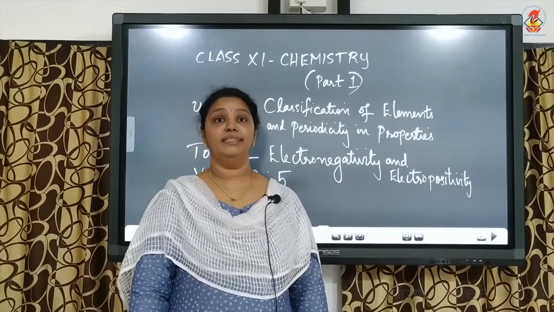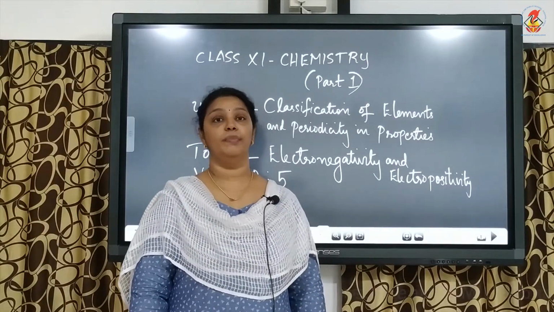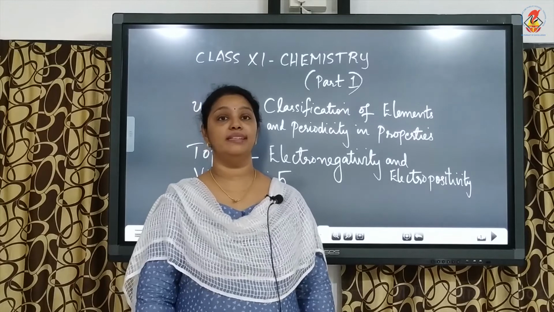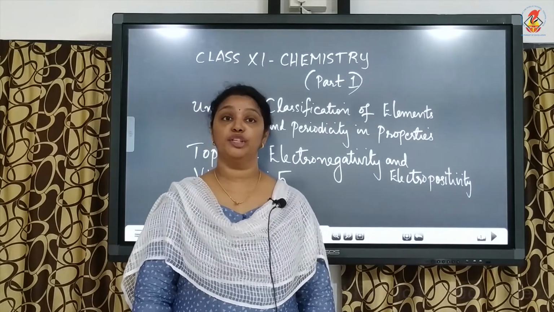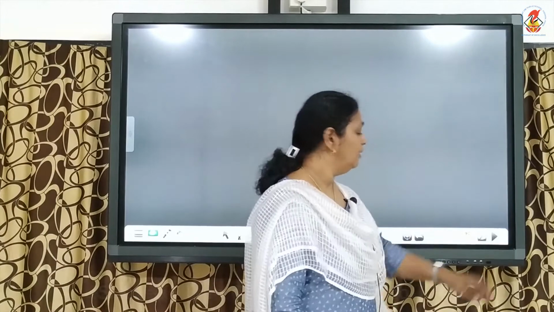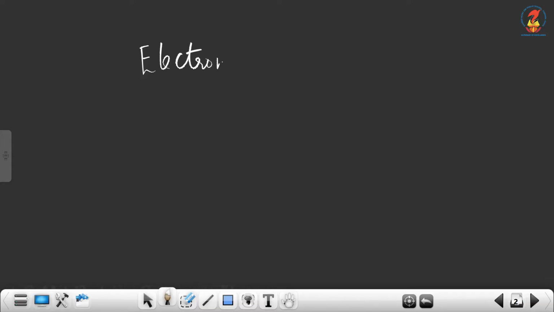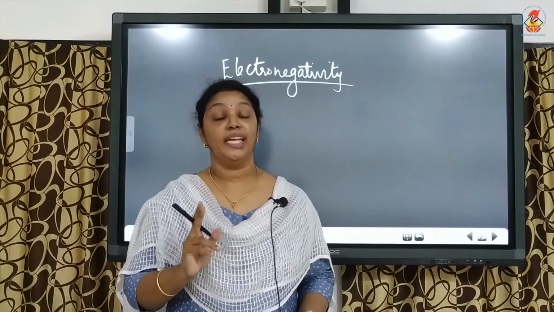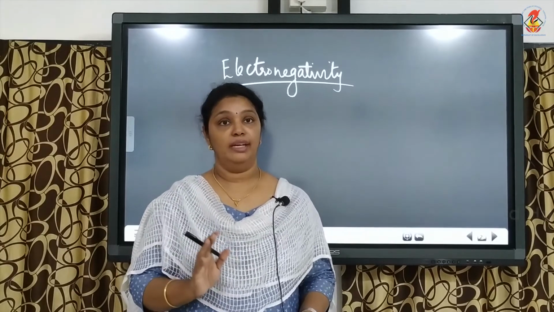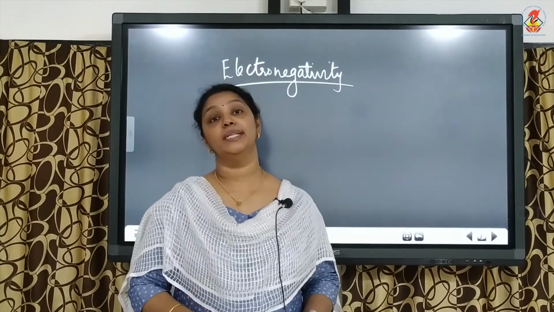Now in this video let's discuss the last two periodic properties, that is electronegativity and electropositivity. First let us see about electronegativity. What do you mean by electronegativity? It is the tendency of an atom in a molecule to attract the shared pair of electrons towards it.